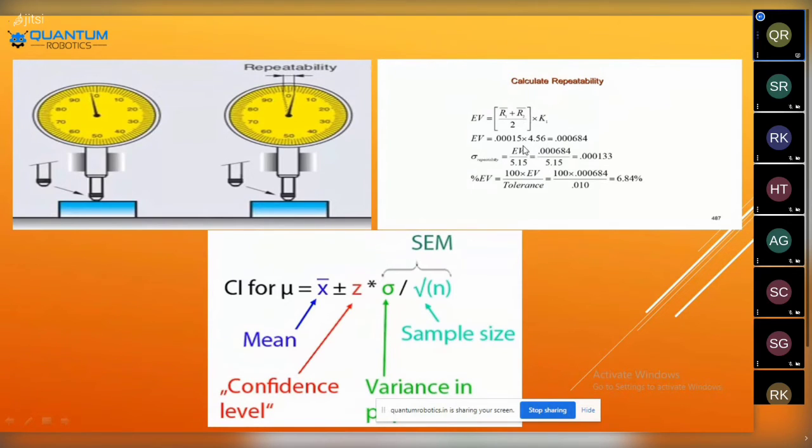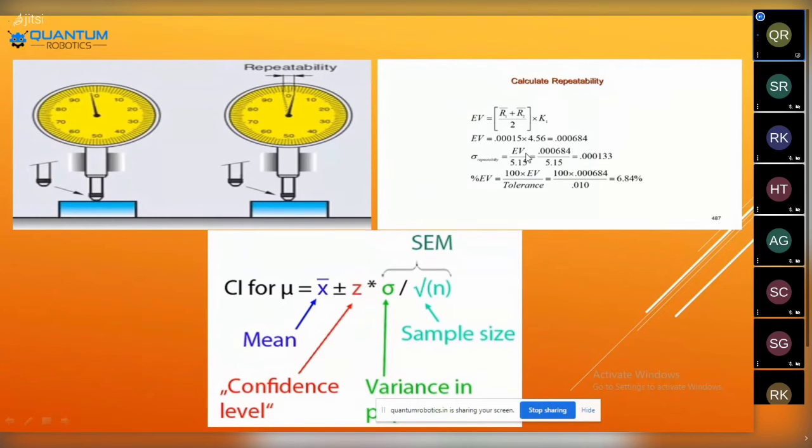Then, when we assume (R1 plus R2) by 2, we are getting the point 0.00015, which is the resolution and repeatability that has come, and the K1 is 4.56. We are going to multiply the resolution by 4.56, and after that we are going to get 0.0000684.